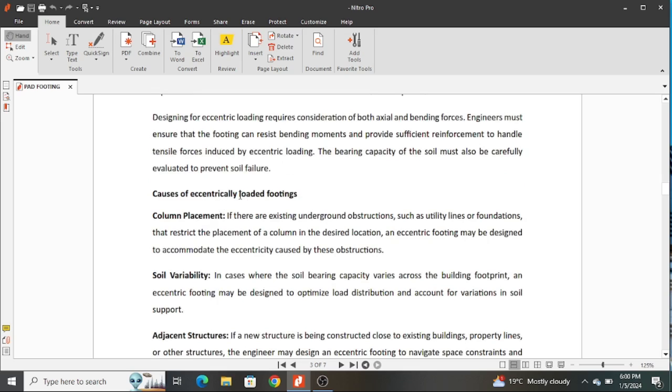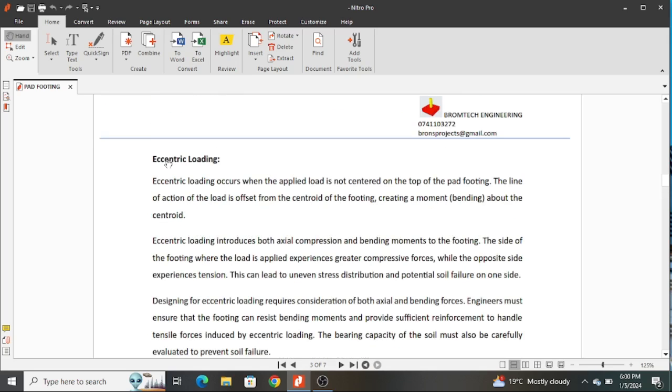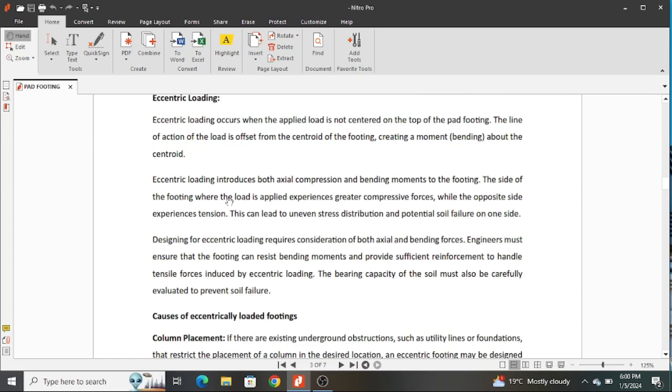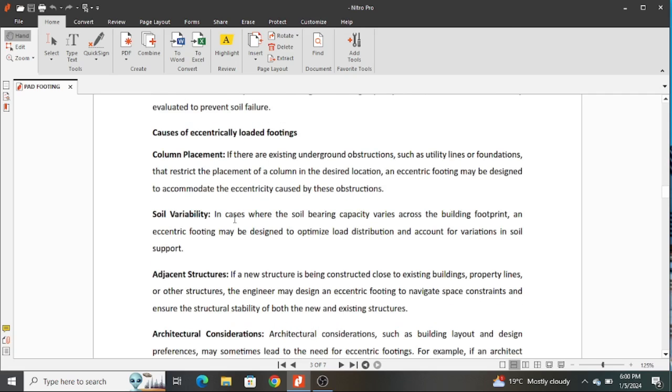We therefore move to causes of eccentrically loaded footing. Why do we look at these? Because we have seen eccentric loading comes with a bit of challenges which we need to counter in the design. This is not just because engineers decide; it is because of some cases, and we are going to look at a number of them so that you appreciate why we design eccentrically loaded footings. One of them is column placement.